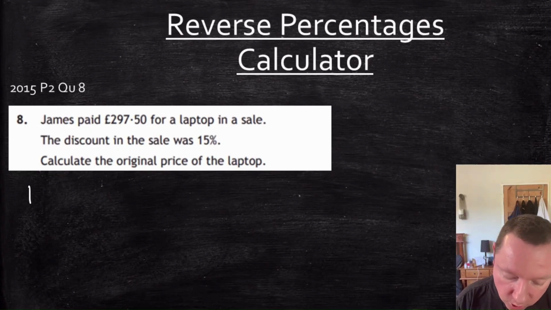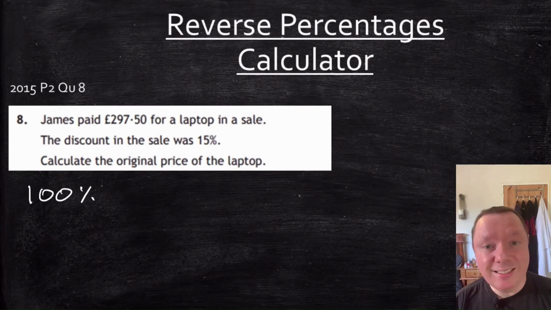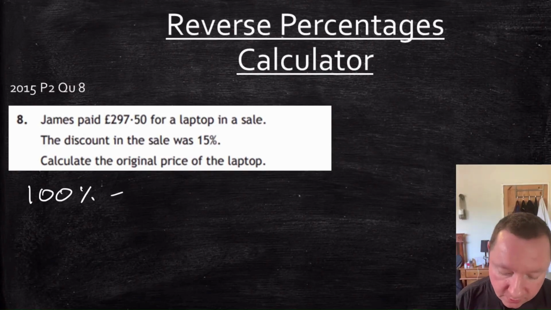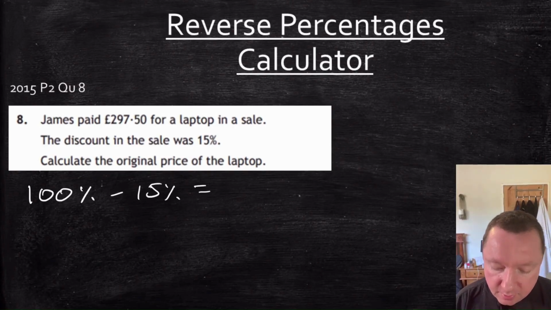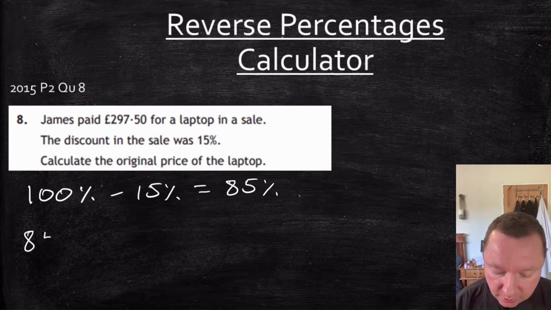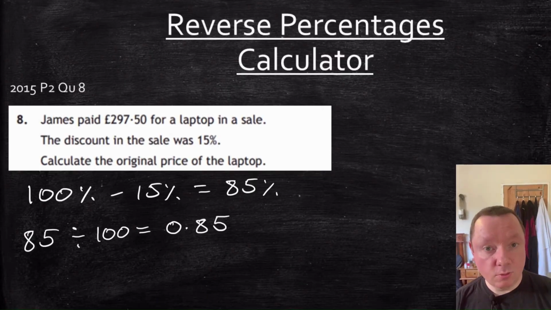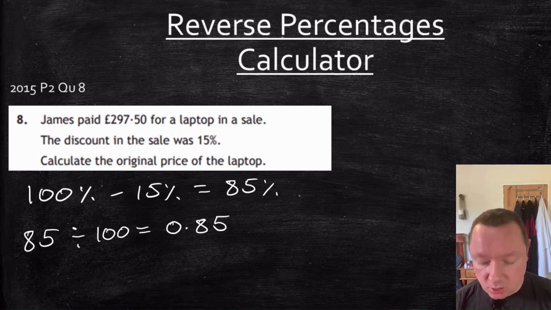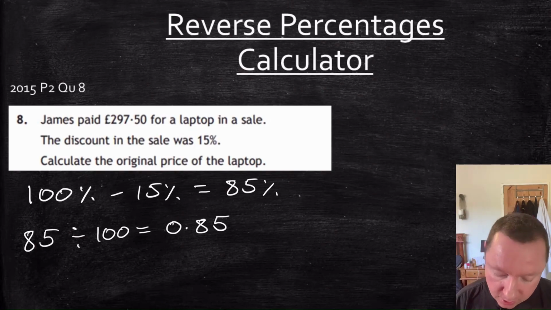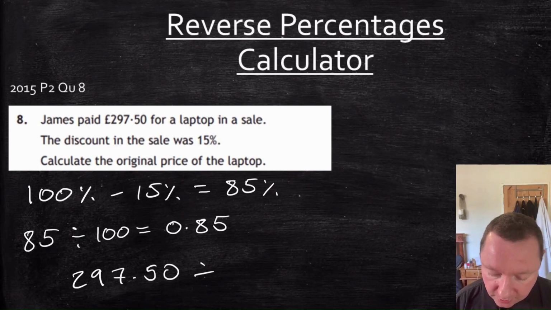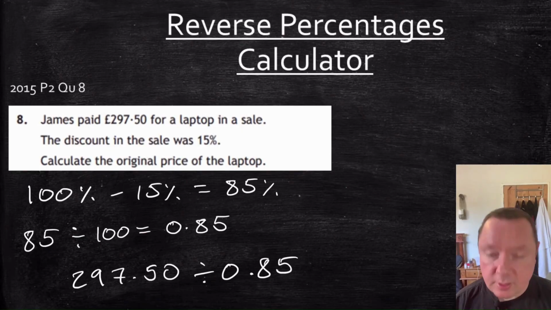So we've got 100%. It was in a discount, so it's been taken off, so minus 15%. That leaves 85%. Change that to a decimal in the normal way. Divide by 100 to get 0.85. So now, since we're going backwards, we're not going to times by 0.85 because we're going to try to get back to the original price. So we divide by 0.85. So 297.50 divided by 0.85. Calculator time.